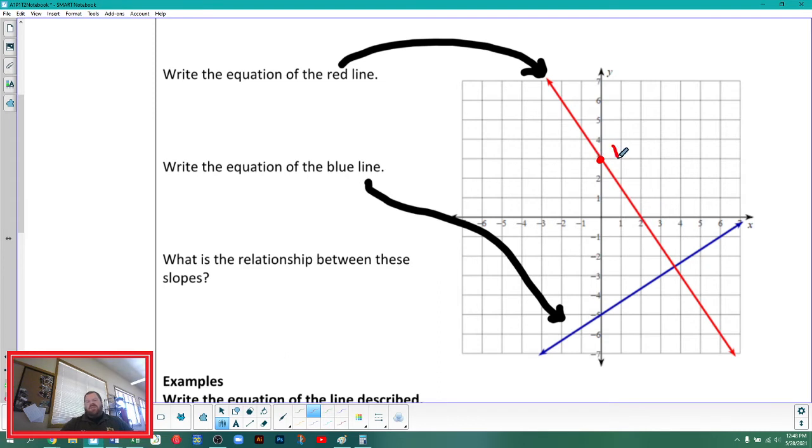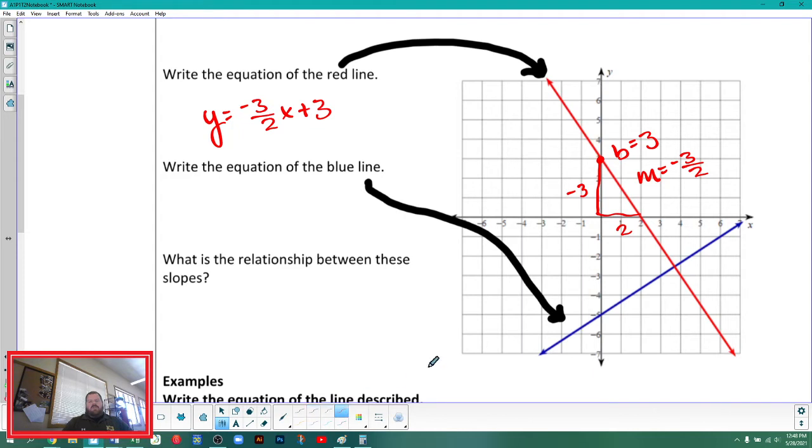It goes through 3, so the y-intercept is 3. Slope-wise, it goes down 3 and over 2. So the slope is negative 3 over 2. So writing that equation, y equals negative 3 over 2 x plus 3.